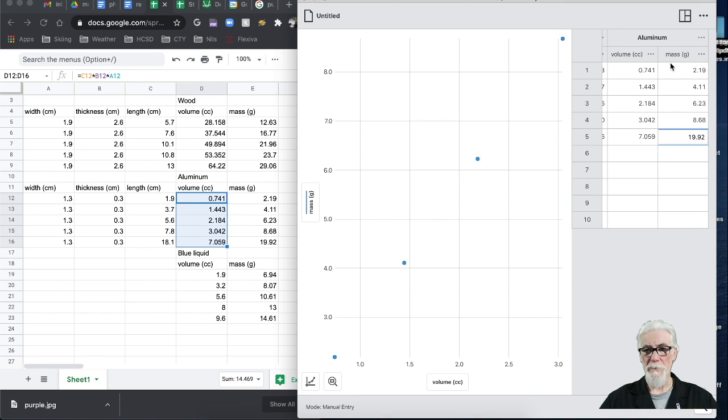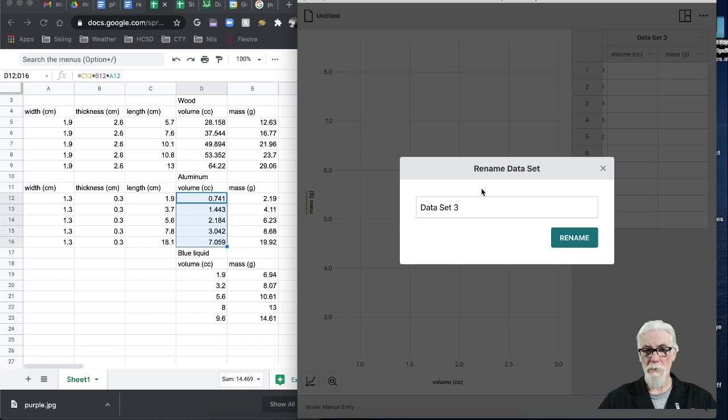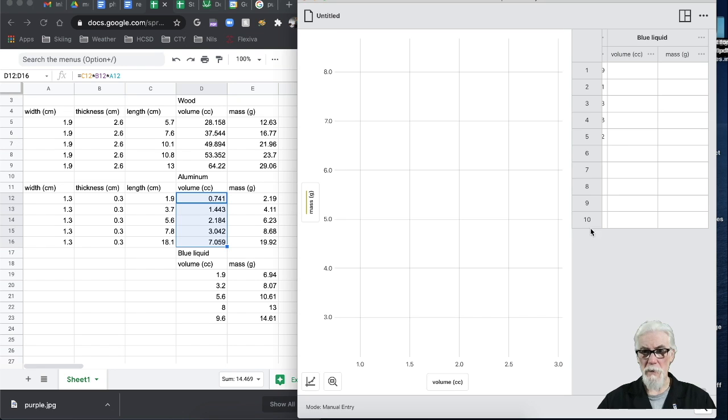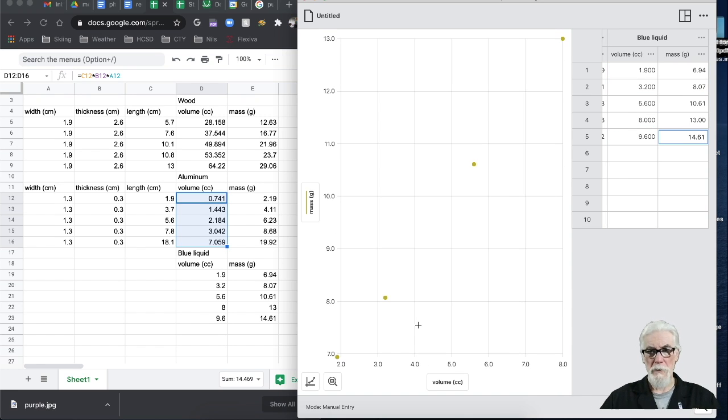Now let's add the blue liquid. New data set. We'll name this blue liquid. And enter our data. Okay, here's our graph. Again, it looks like a straight line relationship.